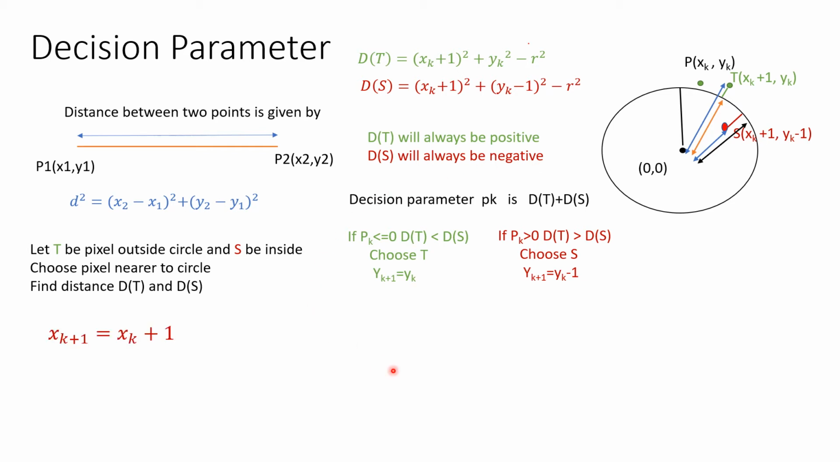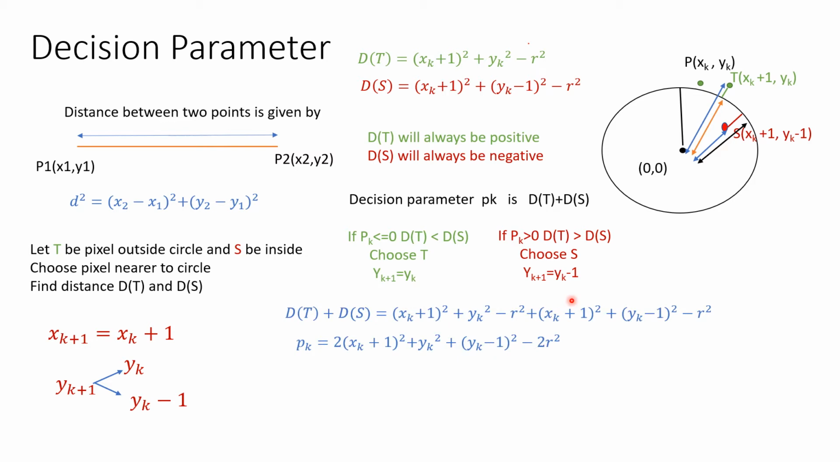So iteratively, every time the value of x will be incremented by 1 and the value of y will be either yk or yk minus 1. Based on the decision parameter, either yk is chosen or yk minus 1 is chosen. So we add up these two values dt plus ds as per the equation obtained over here, and we get this complete additive term. This term is termed the decision parameter pk.